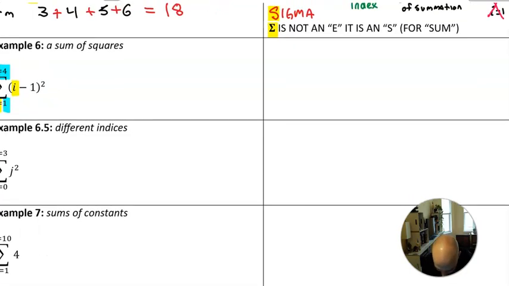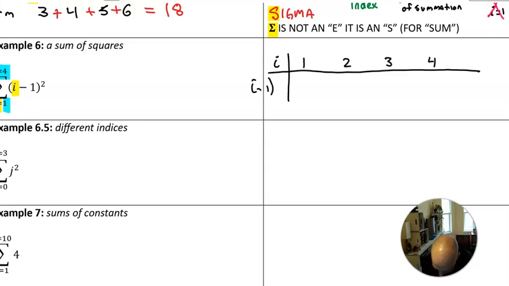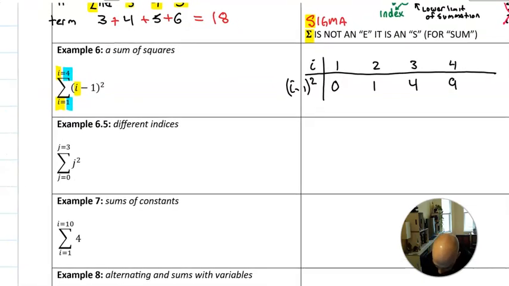When you're first starting out, it can be nice to just make a table of values. So I can go I, and we'll go 1, 2, 3, 4. And then down here, we're going to put the summand, I minus 1 squared. Okay, 1 minus 1 squared is 0. 2 minus 1 squared is 1 squared, which is 1. 3 minus 1 squared is 4. 4 minus 1 squared is 3 squared, which is 9. We're done because we went from I equals 1 to 4.